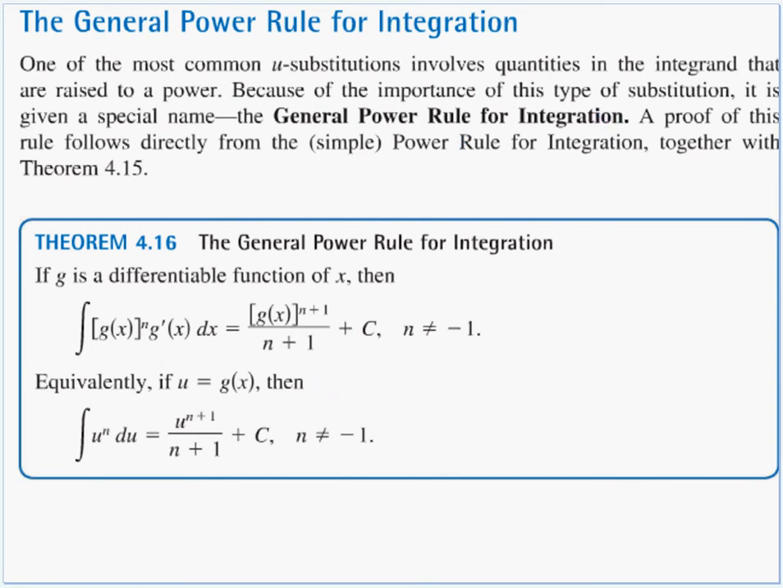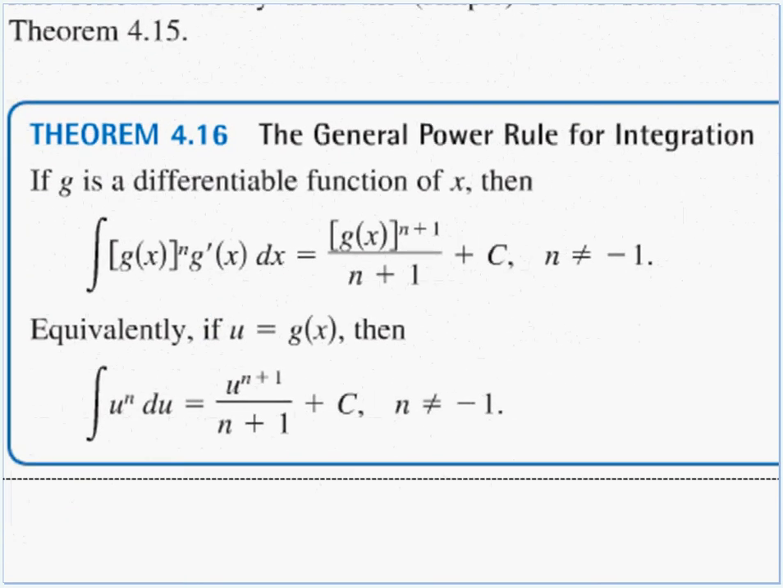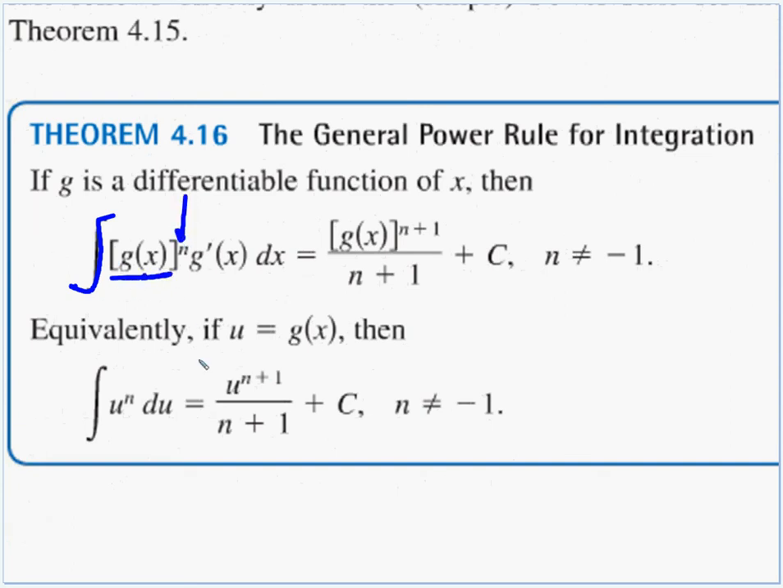Here it comes. We are anti-deriving some function g of x to the nth power, and its derivative g prime is present with the dx. So our rocket fuel is going to burn up, and our antiderivative is that g of x to the n plus 1 power over n plus 1, plus c. And this is true as long as n is not equal to -1, because we would be dividing by 0, and that's not very nice.